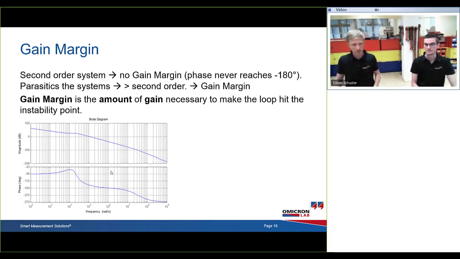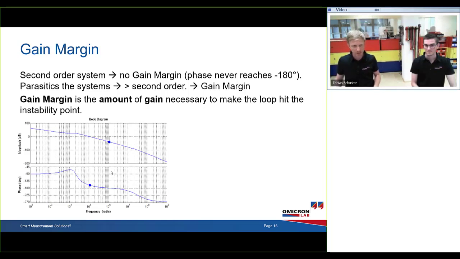Note that in a second order system, theoretically there is no gain margin because the phase never reaches the minus 180 degrees. In reality, there are always some parasitics, so it normally does reach the minus 180 degrees and there is some gain margin. And the gain margin is actually the amount of gain that would be necessary to make the loop hit the instability point.